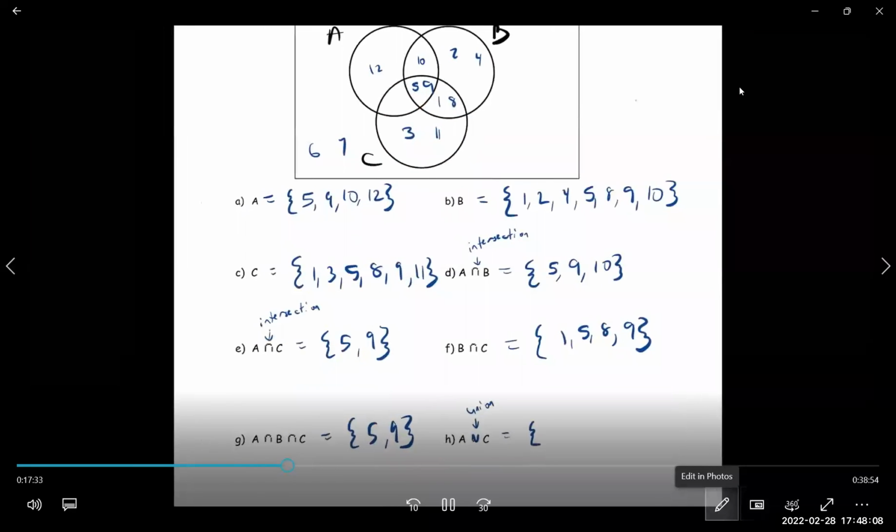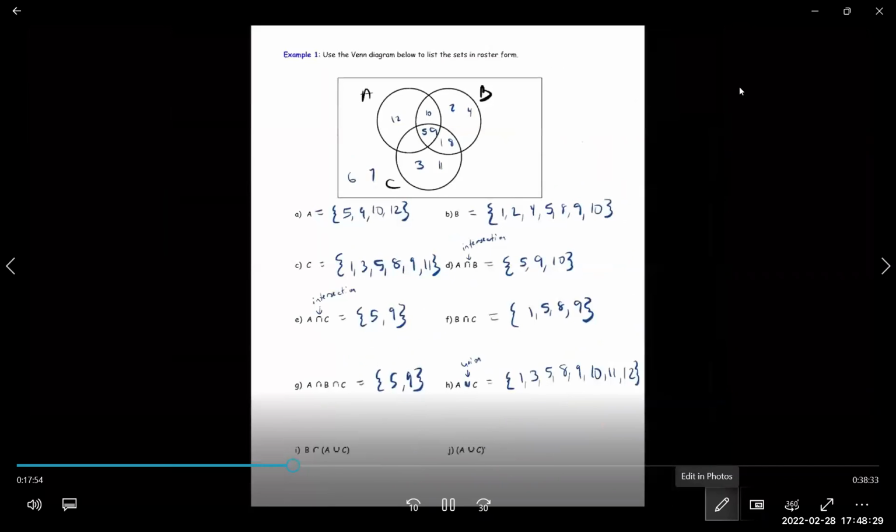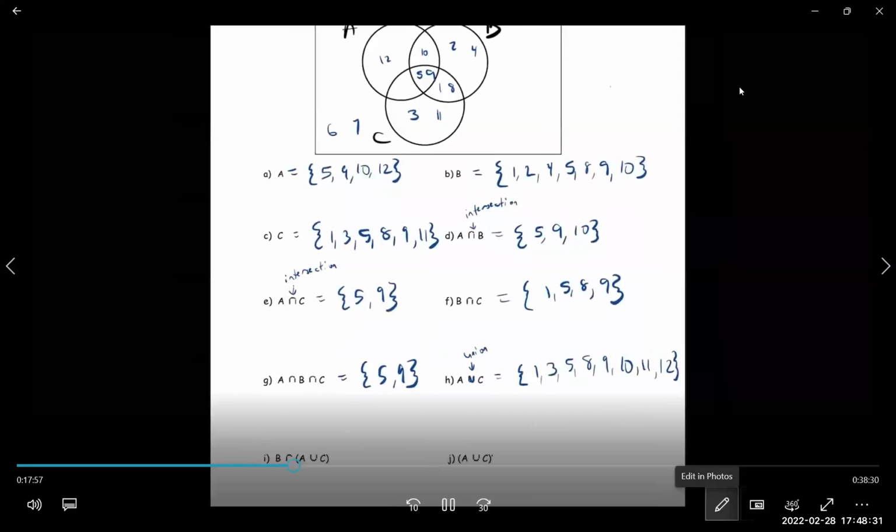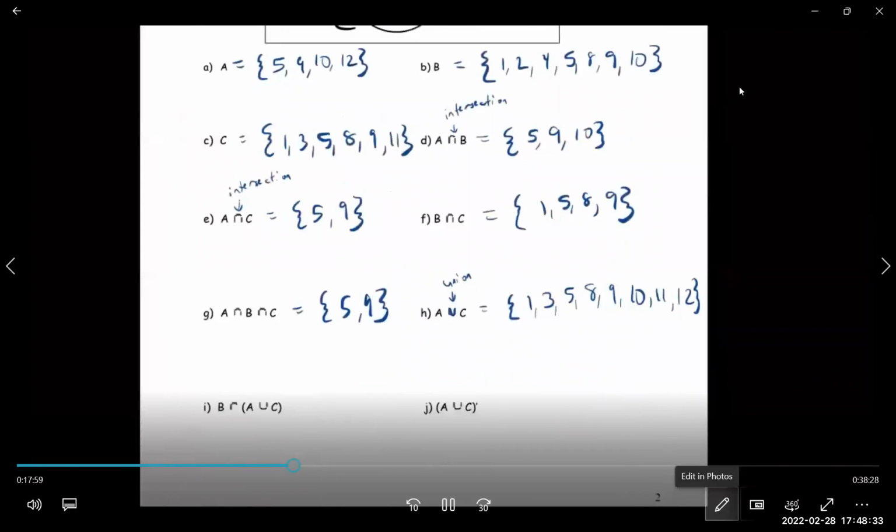All right, so let's write that. So that would be 1, 3, 5, 8, 9, 10, 11, and 12. I think I got them all right. Yeah, that's all of them. I counted, there should be 8 of them. Okay, so that's good. Now let's do this one.